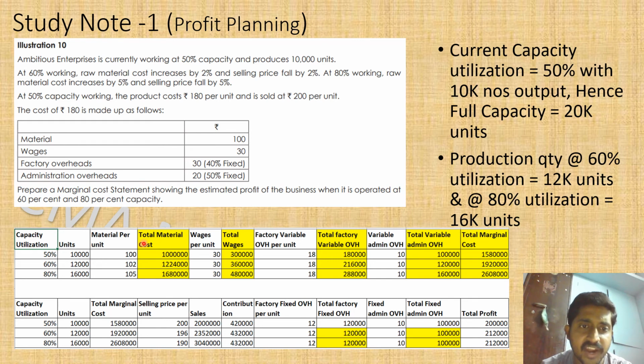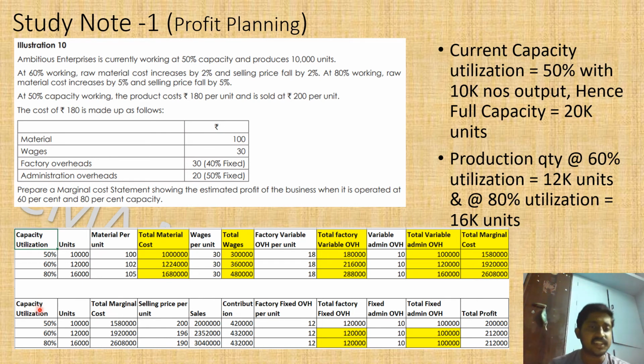Whatever I have highlighted in yellow, if you add those things, you will get the marginal cost. Marginal cost is nothing but the total variable cost of the product. So the total material cost plus total wages plus total factory variable overheads and total administration variable overheads put together, the total marginal cost is calculated for all the cases. Let's proceed to making the estimated profit statement as asked in the question.